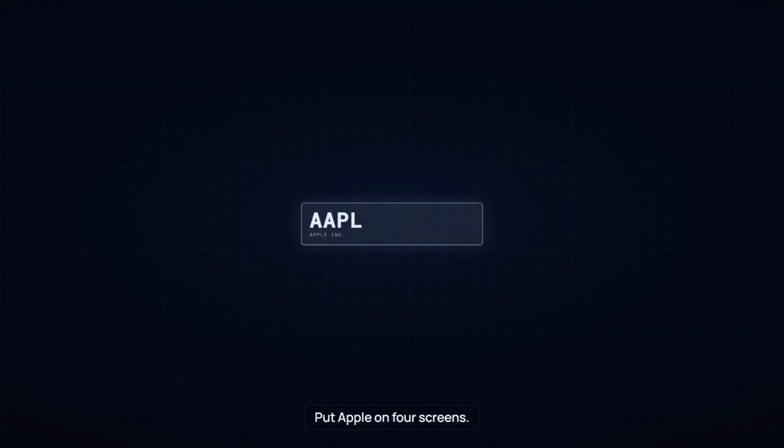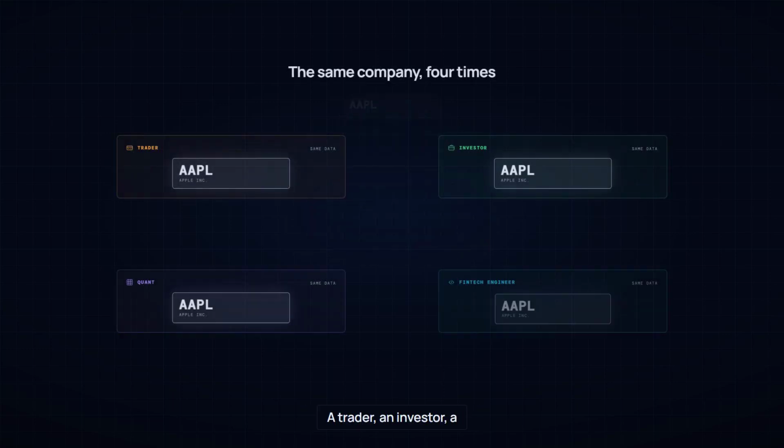Put Apple on four screens. A trader, an investor, a quant, and a fintech engineer can all be looking at the same company, the same ticker, and even the same market beta. But they are not asking the same question.